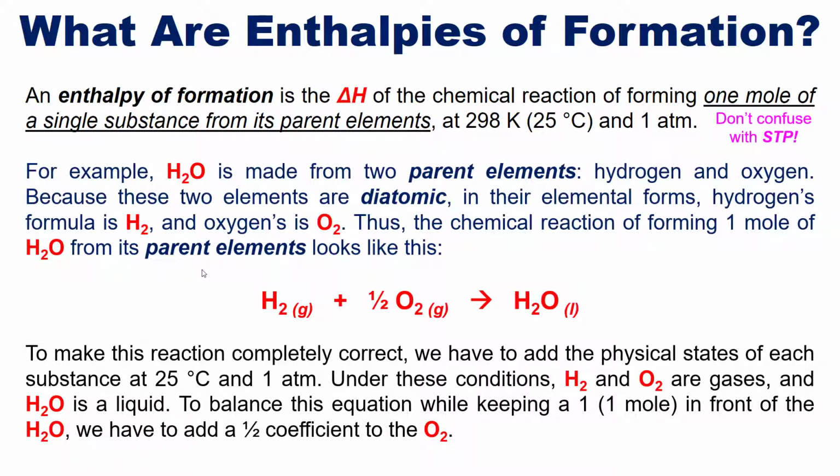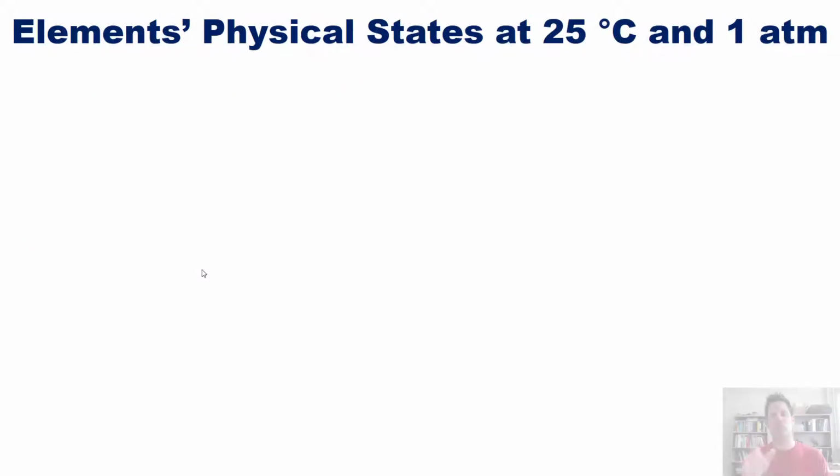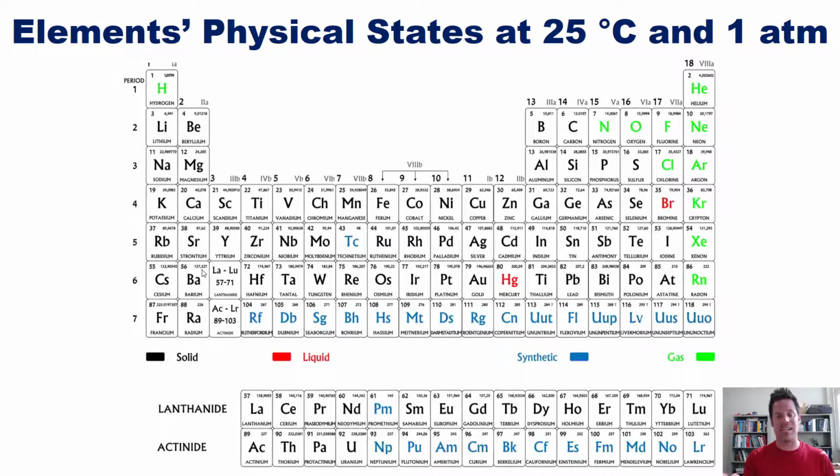Now, before going on, it might be beneficial for me to show you a periodic table that illustrates what the physical state, solid, liquid, or gas, is of every element. At 25 degrees Celsius and 1 atmosphere pressure, every single element in its elemental state is a solid, except for the green-colored ones here. These are gases.